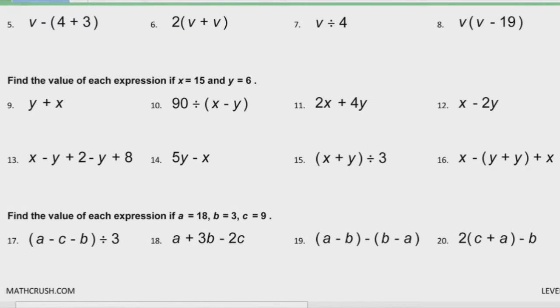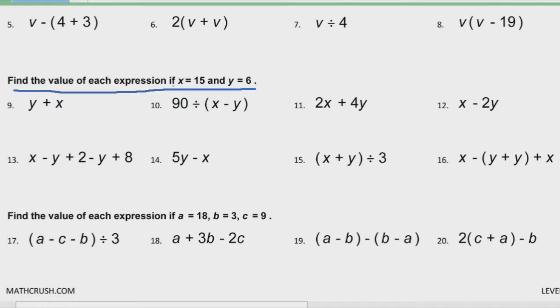All right, problem 9. The directions say, find the value of each expression if x equals 15 and y equals 6. Well, this could be a little confusing because now we have 2 variables we have to substitute for. X is going to be changed to 15 and y is going to be changed to 6. So make sure you get them correctly.